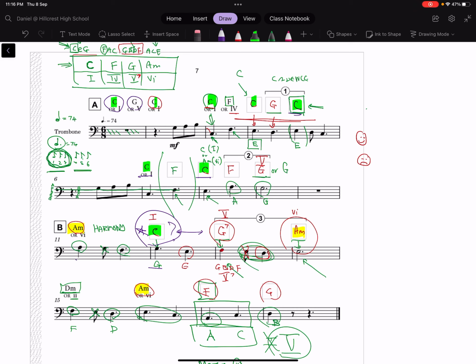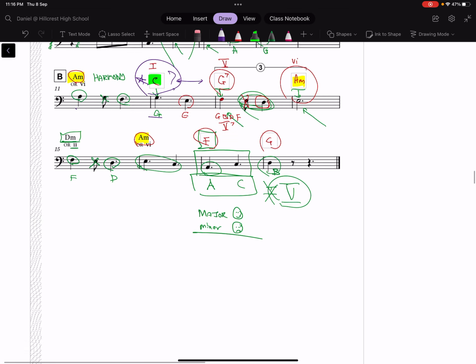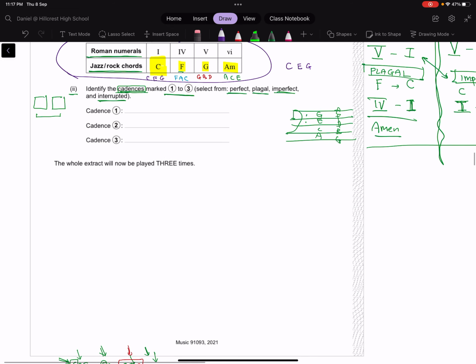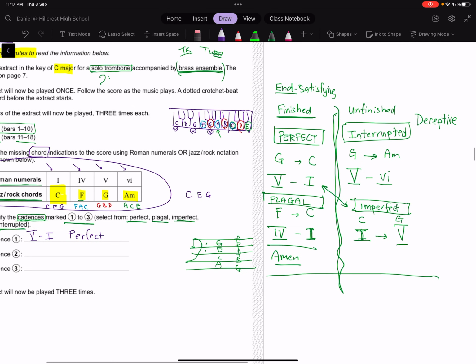Okay. Well, that's the end of the play, isn't it? Wow. Okay, now I'm going to make a decision with my cadences. So here I have a cadence going from G to C, which is 5 to 1. That's going to be a perfect cadence. 5 to 1. Perfect. Remember this perfect cadence? Sounds finished.